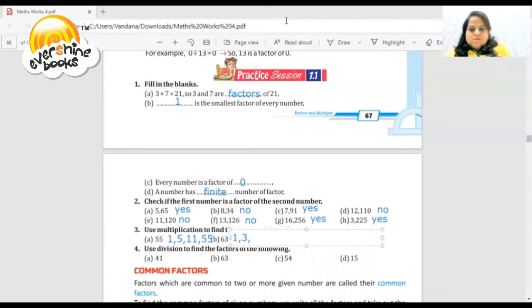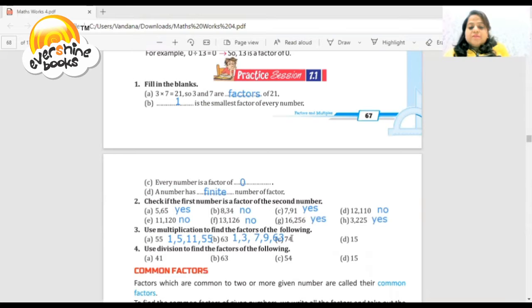Okay, students. So write here 7. Write here 9, as both are factors of 63. And now you have to write simply 63. Okay, these are all your factors of 63.